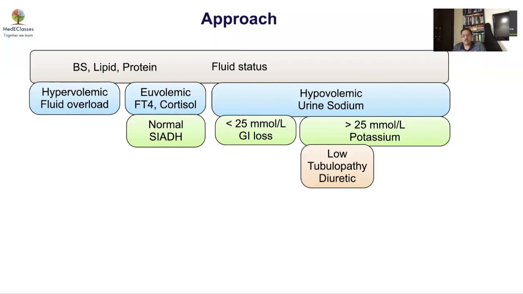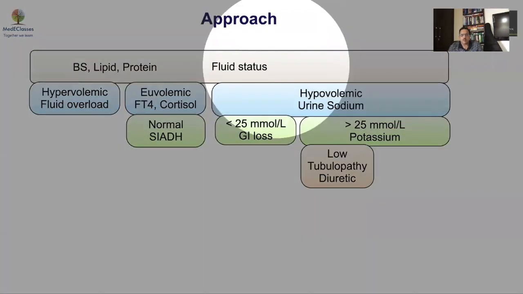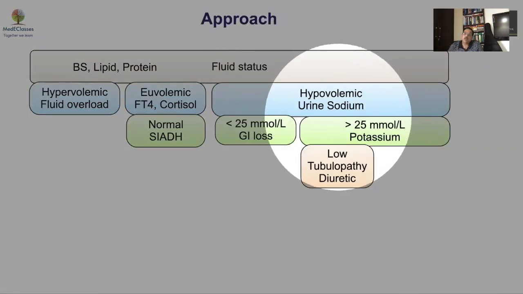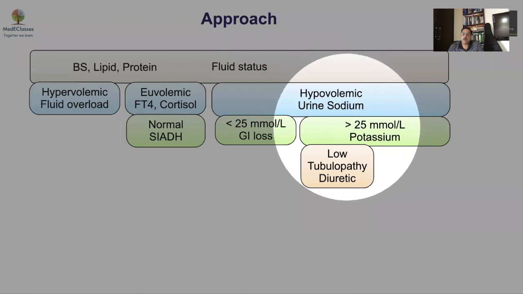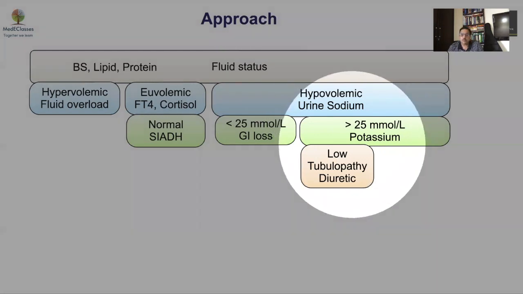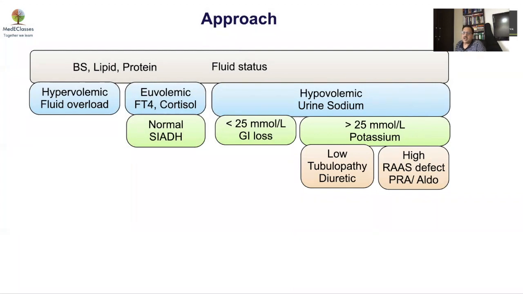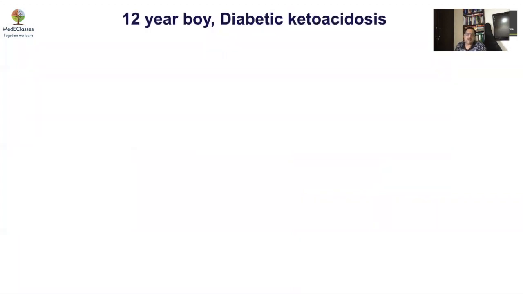Look at potassium. If potassium is low, so hyponatremia with hypokalemia and a high urinary sodium suggests tubulopathy or diuretic, while if it is high, it is suggestive of a RAAS defect or a renin-aldosterone problem in that setting. So the key evaluation in this situation basically is the fluid status, followed by the potassium and the urinary sodium state. We'll go through the algorithm now when we go through the cases.